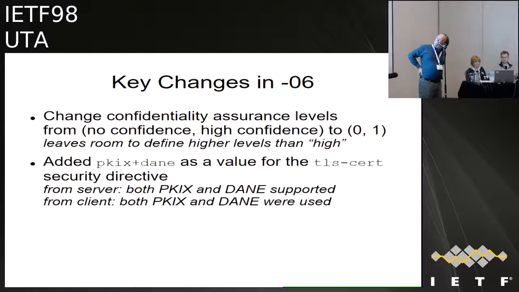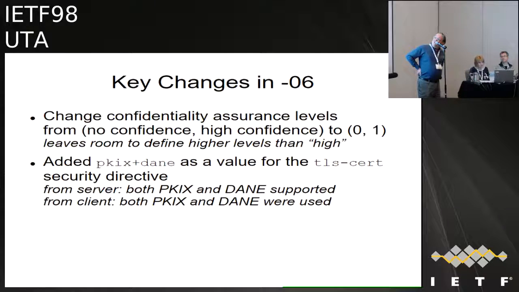The major changes in version 6 are, we changed the names of the confidentiality assurance levels. The previous version had no confidentiality and high confidentiality. That seems limiting, because what happens when you need a value higher than high, which I think we will need. So I changed this to 0 and 1, so that you don't have to think about the name of the next highest value or how high you can go. I think what we've seen over and over again is that you have to keep raising the bar as the attacks get more sophisticated. So I don't think that PKIX with certificates that are trusted to validate any name on earth is going to be viable long term. We're going to need other ways of validating certificates and validating keys.